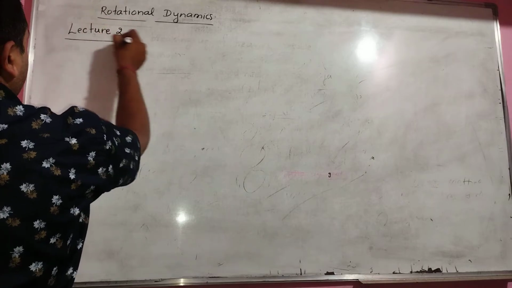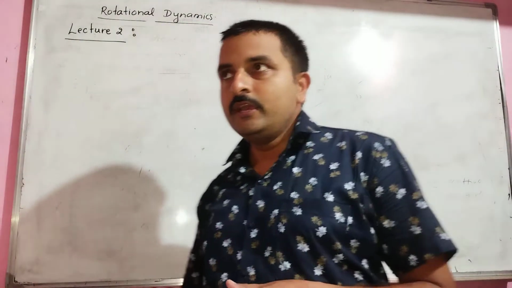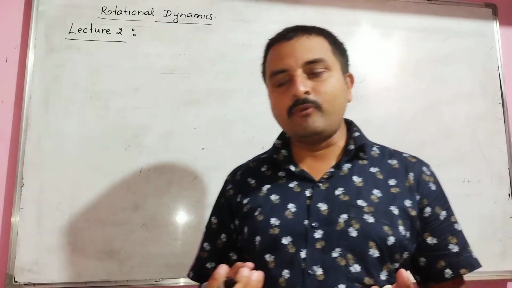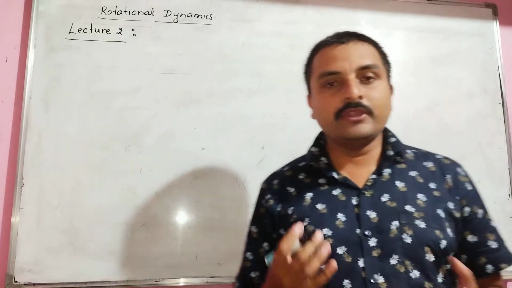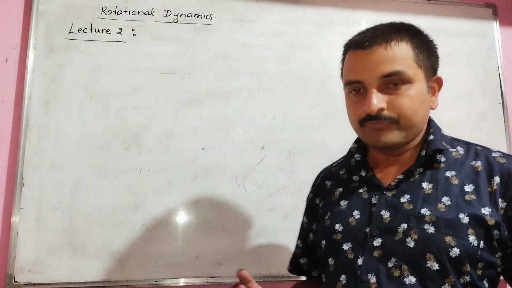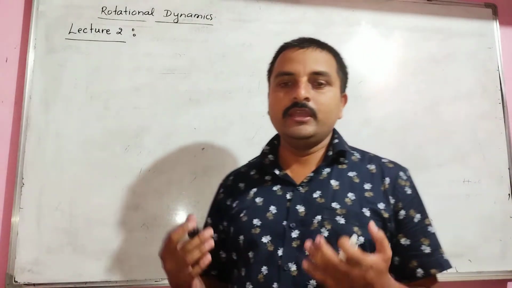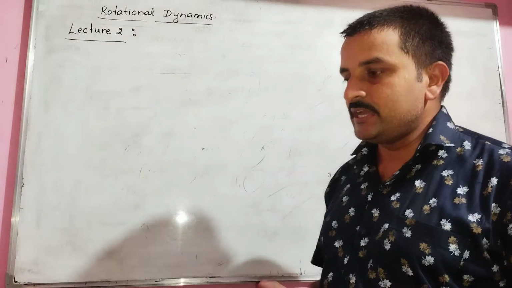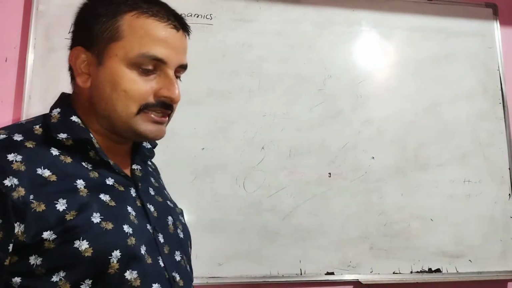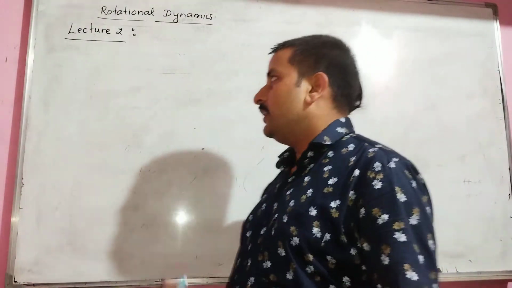In lecture 1, we studied some basics: what a rigid body is, what the properties of a rigid body are, and what exactly the moment of inertia is. We also calculated the moment of inertia of the thin rod about the axis of rotation passing through the center, and about the axis of rotation passing through the end.